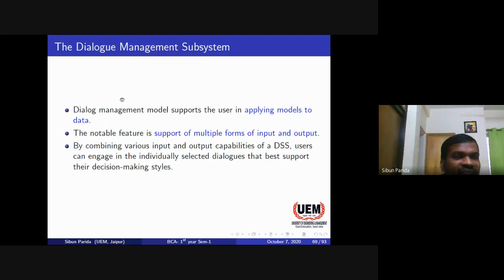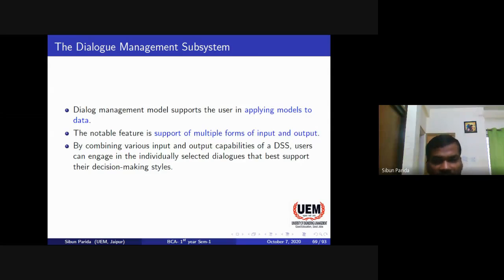So that's what it says: the dialogue management subsystem supports the user in applying models to the data. The notable feature is support of multiple forms of input and output. Multiple pieces of information are there, because when you are working on a model, you are taking a decision. 100 people are there, so you distribute 100 forms to them as an input, and you collect the feedback, that is the output, from 100 different persons. Then from that input and output, you design and analyze, and based upon the analysis you make a decision.